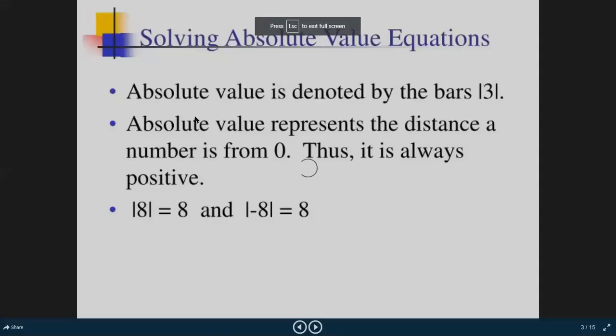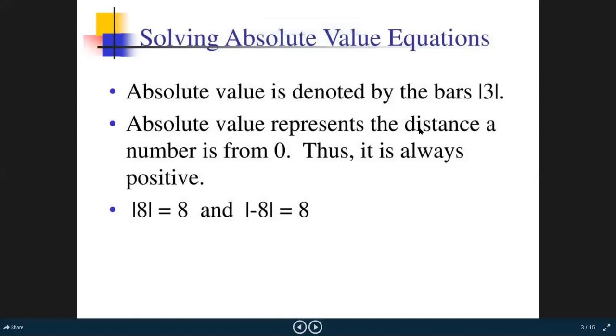The absolute value is denoted by the bars. Absolute value represents the distance a number is from 0 to the right side or to the left side. Thus, it is always positive. It means the absolute value of 8 is equal to 8 and the absolute value of minus 8 is equal to plus 8.